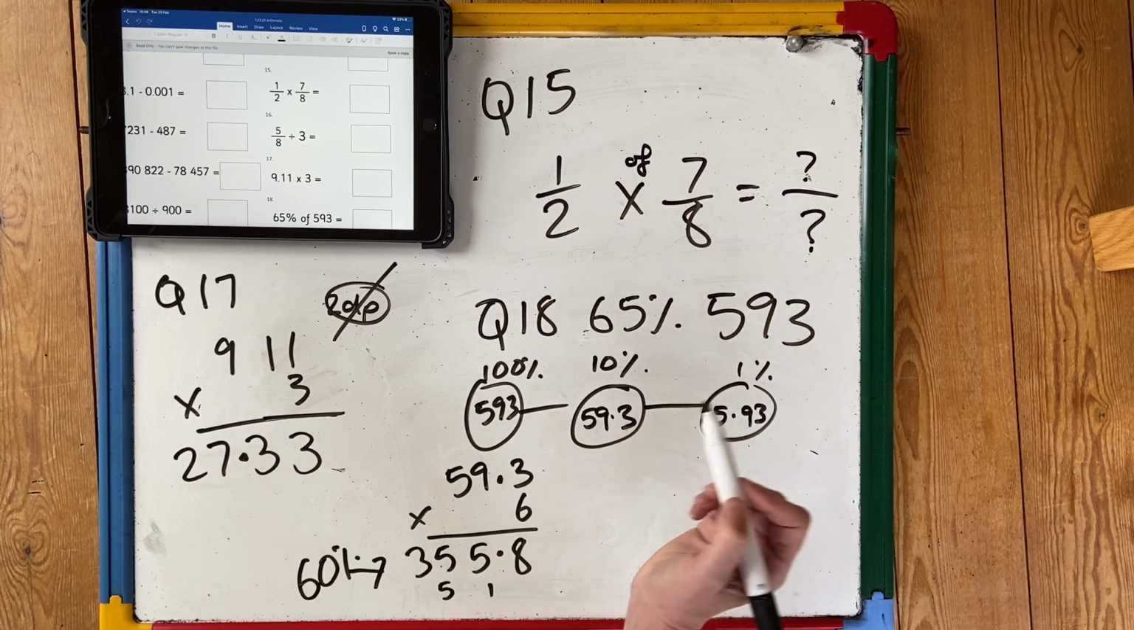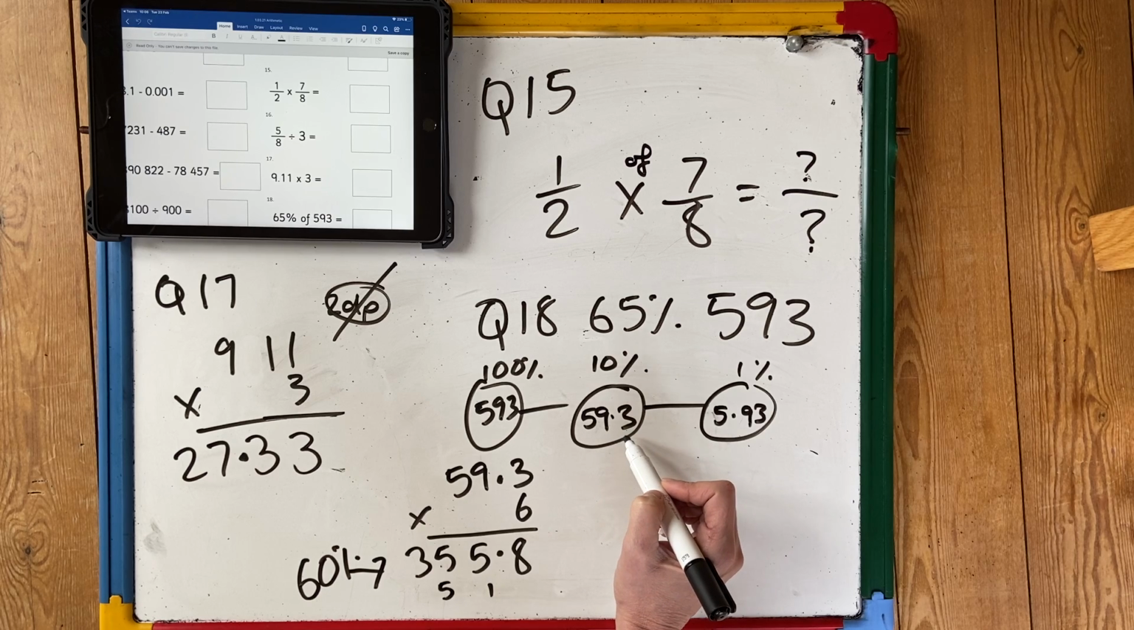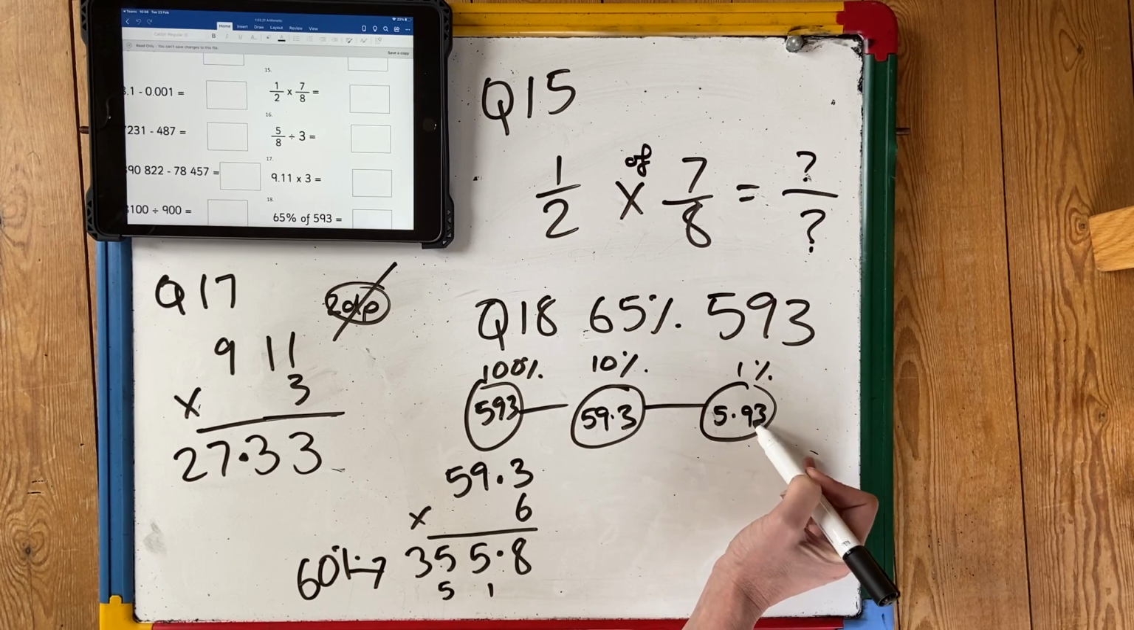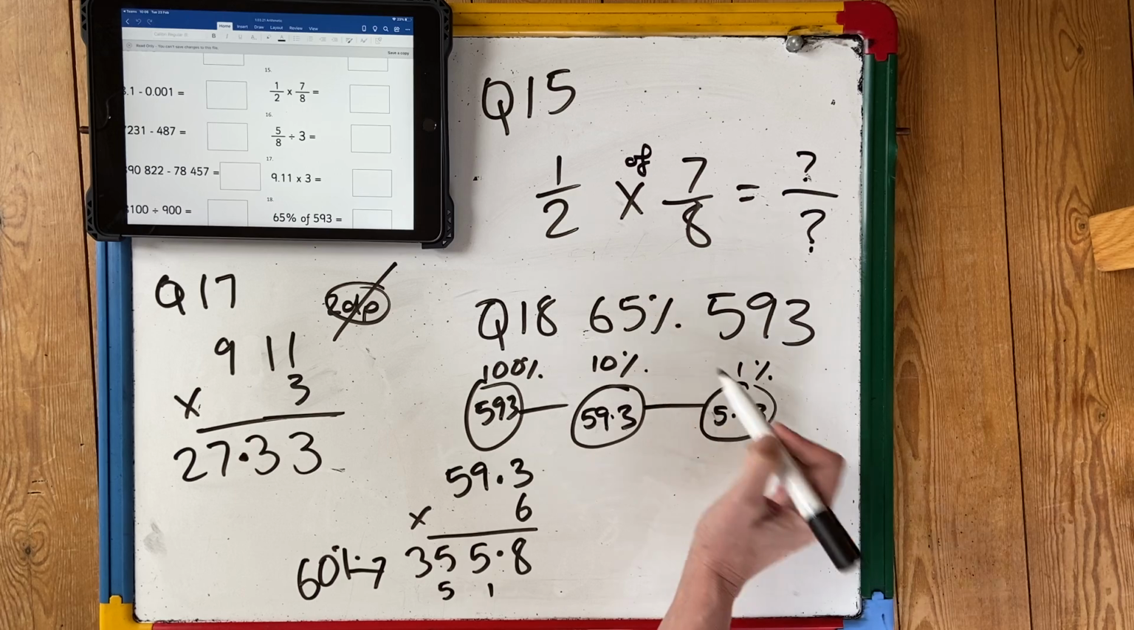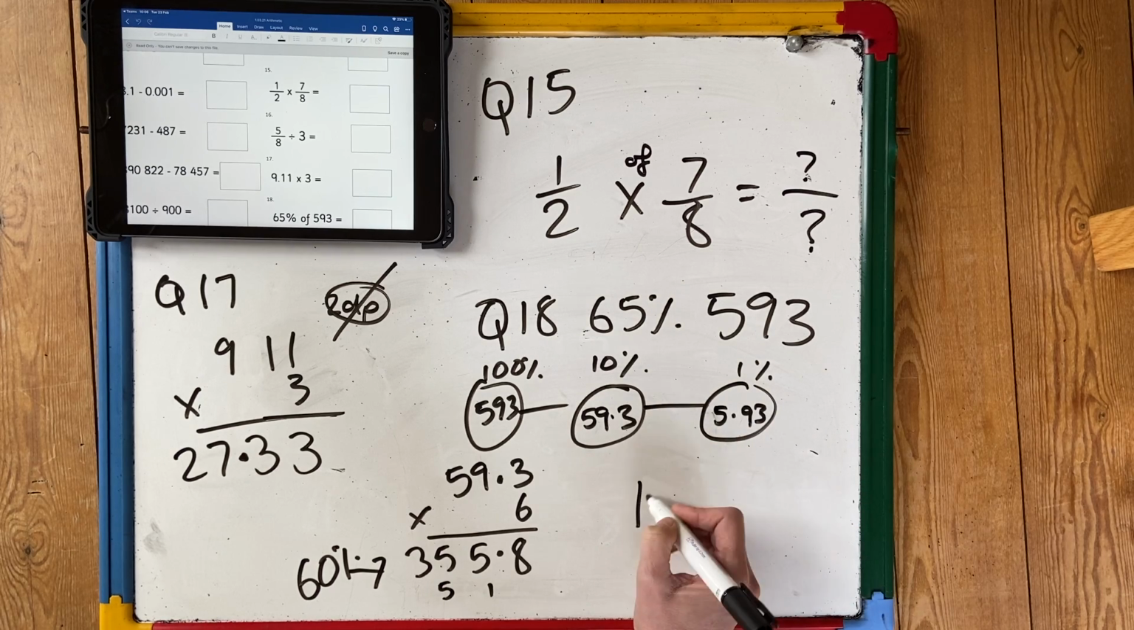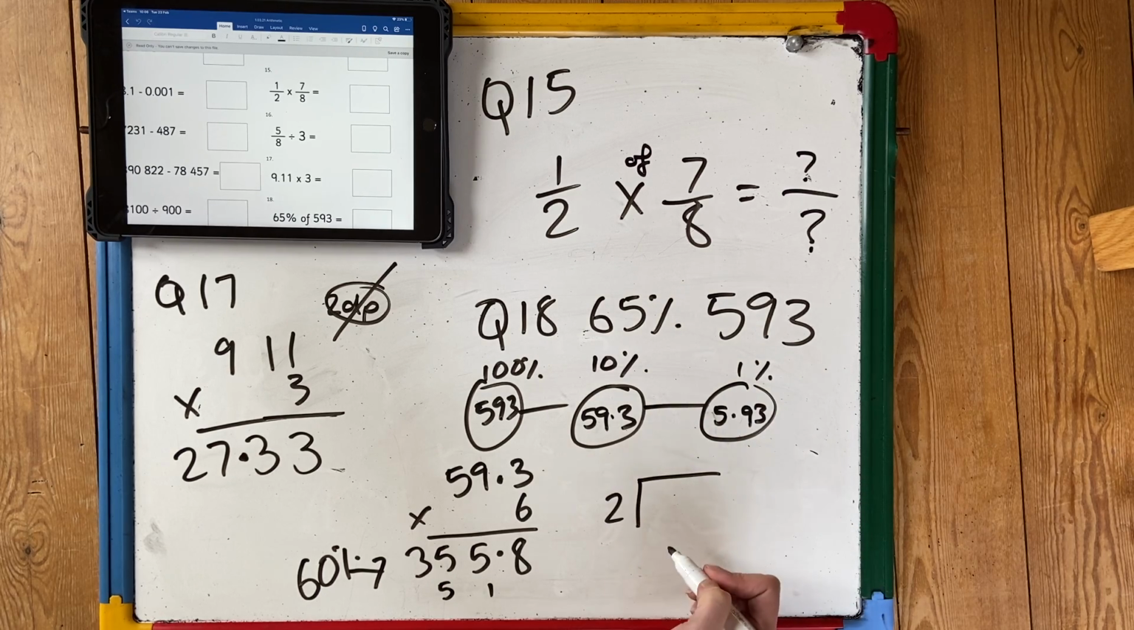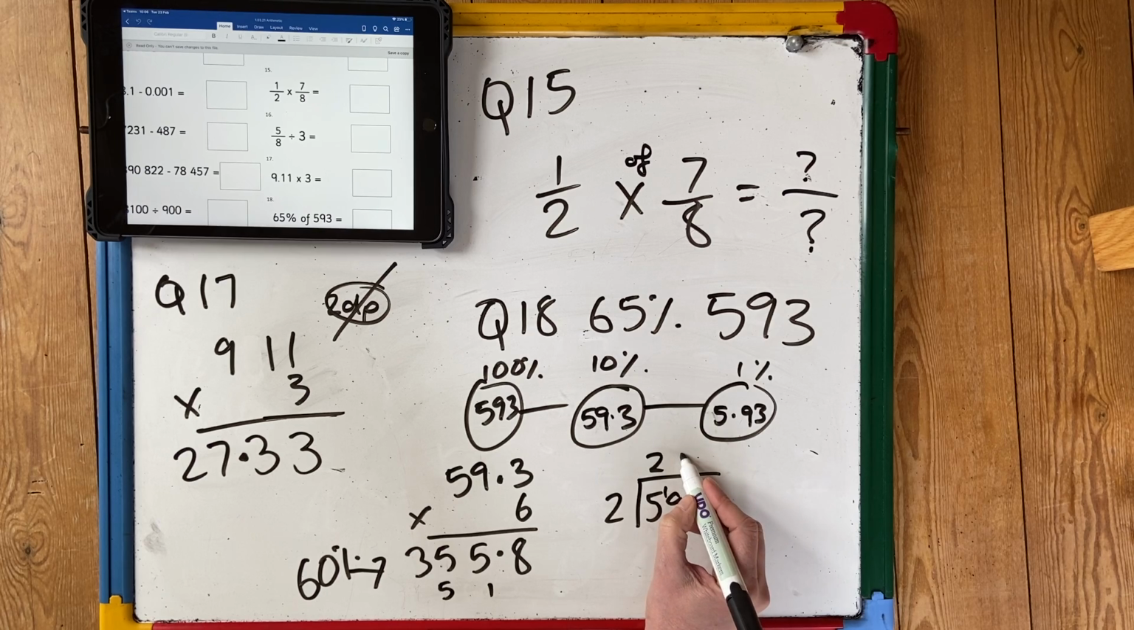So to work out 5%, we can either half the 10%, or we could get the 1% and times it by 5. So I'm going to halve the 10%, so dividing it by 2, so 59.3. How many 2's are in 5? Well, 2 times 2 is 4, remainder 1. How many 2's are in 19? Well, I know that 9 2's are 18, remainder 1.